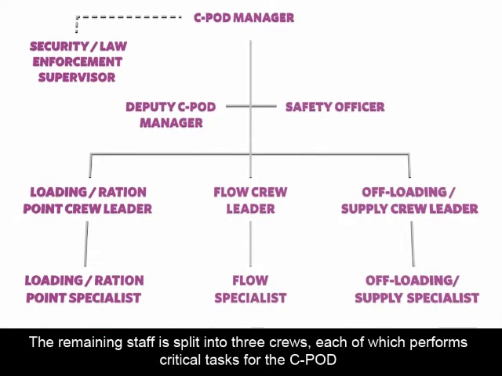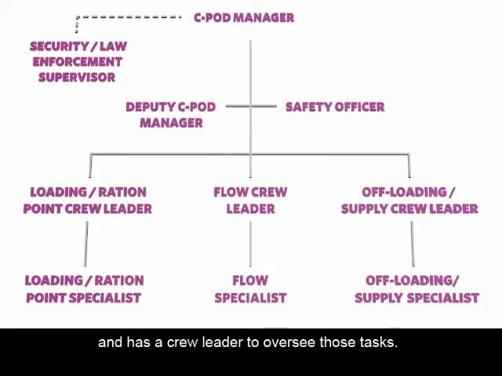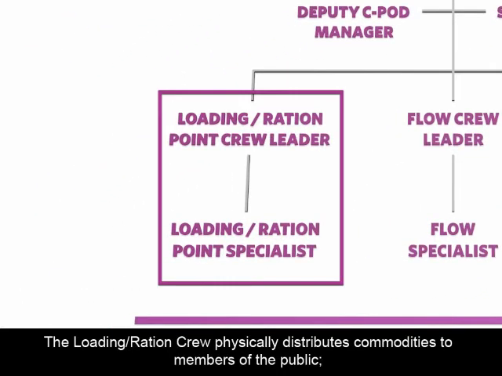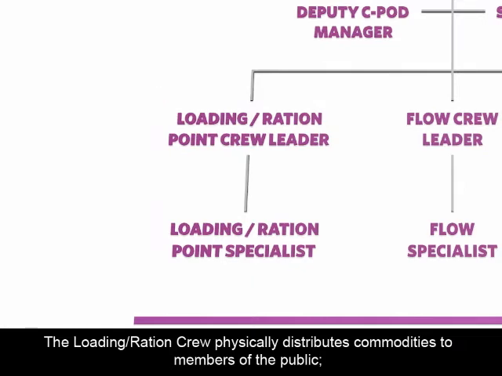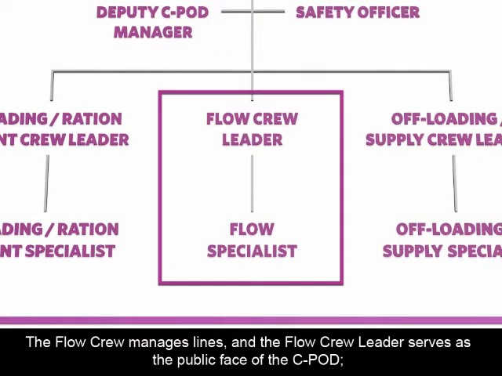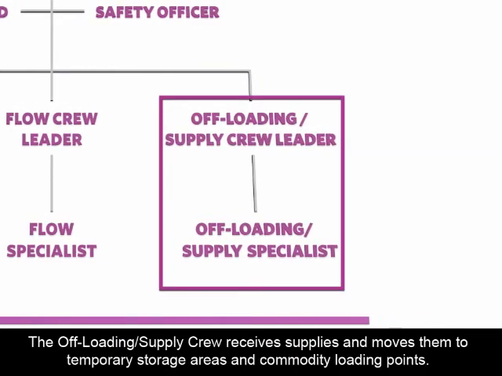The remaining staff is split into 3 crews, each of which performs critical tasks for the sea pod and has a crew leader to oversee those tasks. The loading ration crew physically distributes commodities to members of the public. The flow crew manages lines, and the flow crew leader serves as the public face of the sea pod. The offloading supply crew receives supplies and moves them to temporary storage areas and commodity loading points.